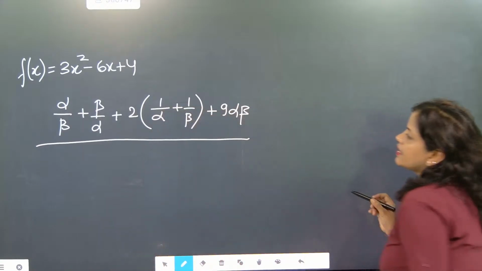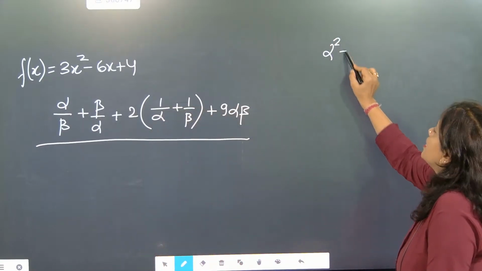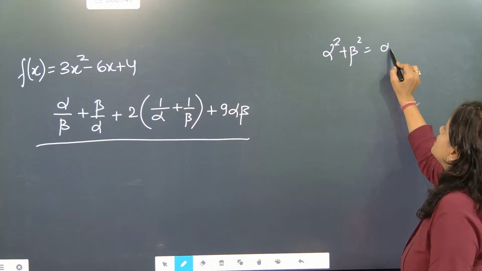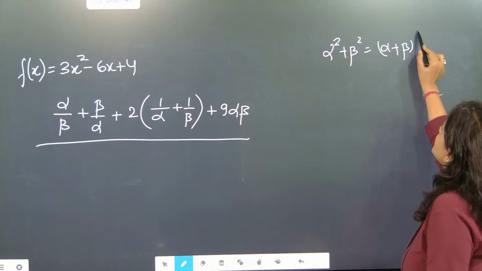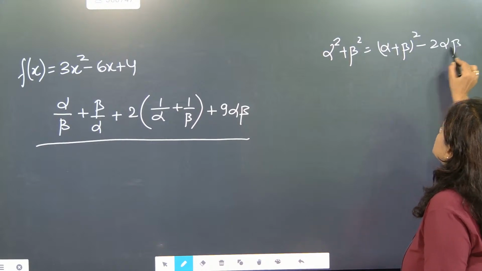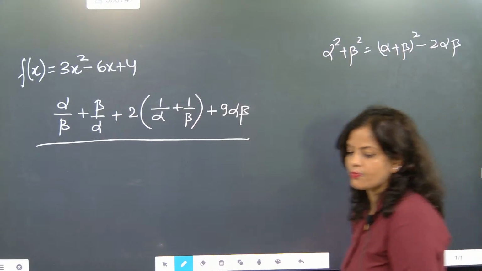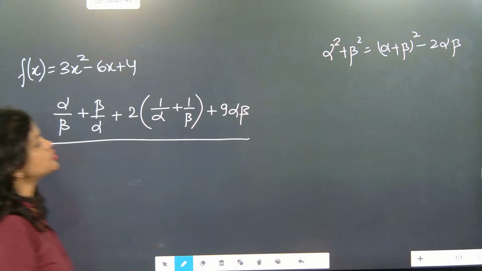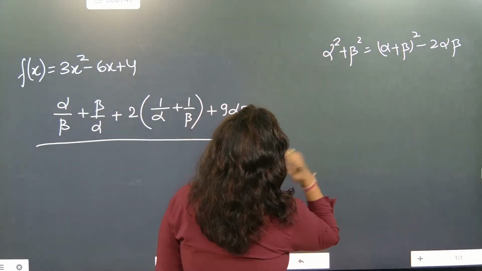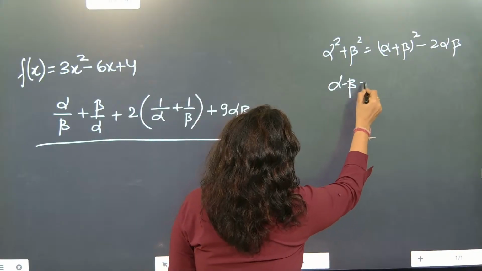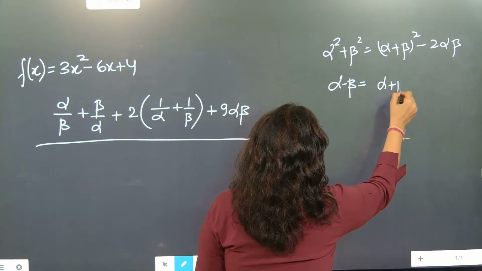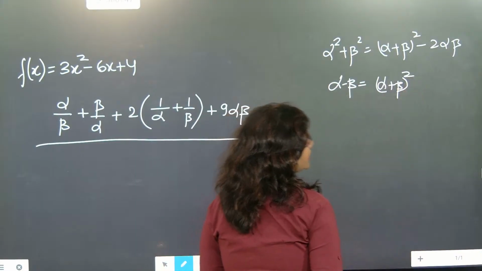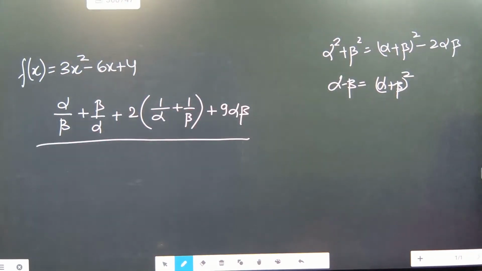Now look here, if alpha square plus beta square is there, then you write alpha plus beta whole square minus 2 alpha beta. This is the formula, remember, for the polynomial chapter. So alpha square plus beta square is alpha plus beta whole square minus 2 alpha beta. Understood? And here, if it is alpha minus beta, then it will become alpha plus beta whole square because it will come in root.